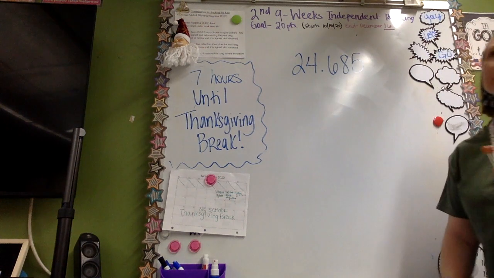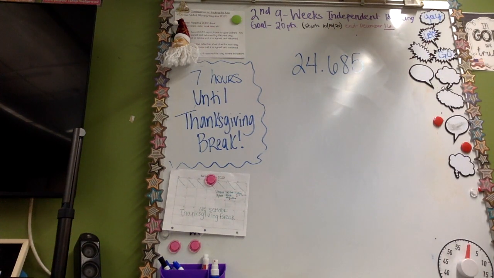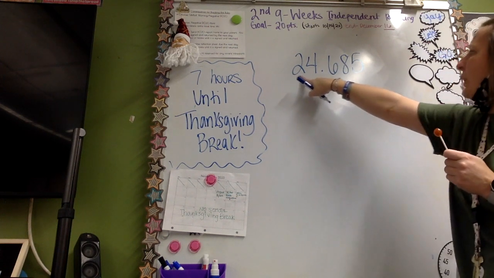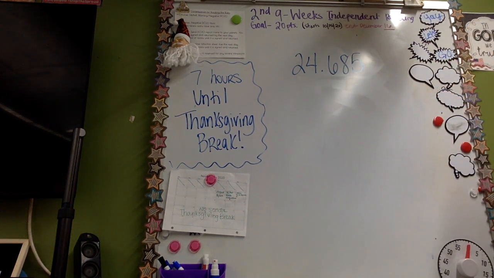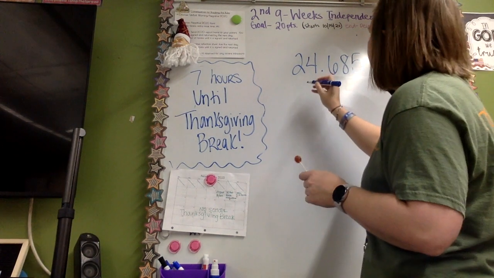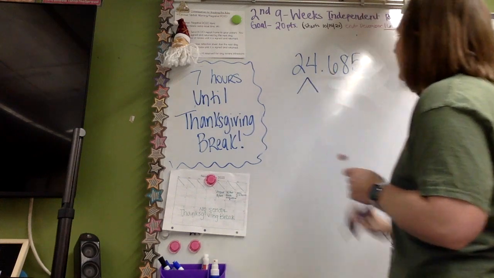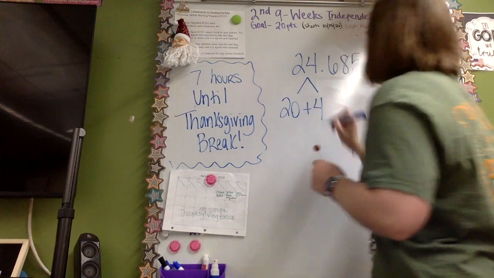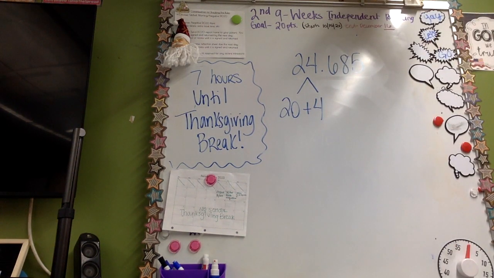24.685. So we're still using the same number. Now, all we're doing here is breaking this number apart, but we're going to keep everything as decimals. Think about partial products. When we had partial products, we had 24. How do I break that down? Into 20 plus 4. Remember that?